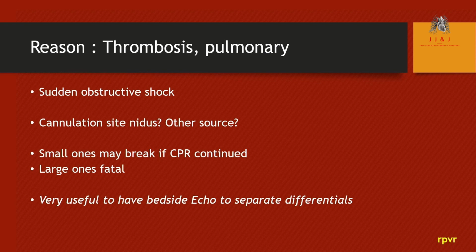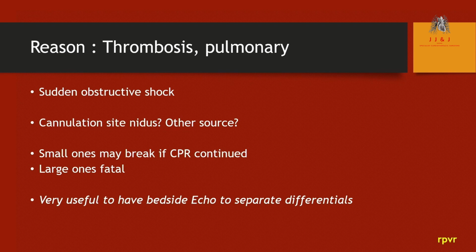Thrombosis, can these patients shoot pulmonary emboli? Absolutely, from cannula sites, especially when you've taken them out. But they could anyway suddenly get obstructive shock, often can't do anything. What can you do about them? You can't immediately give them thrombolysis. You're going to carry on your compressions.